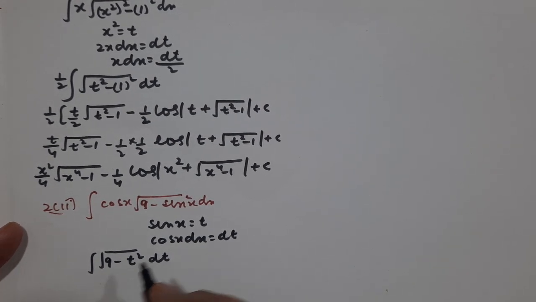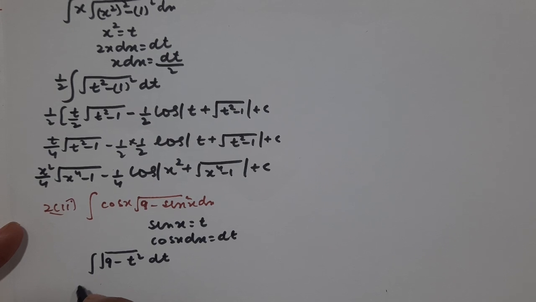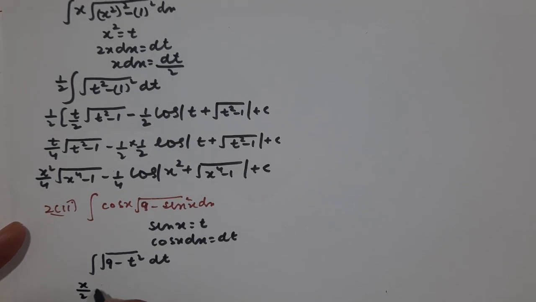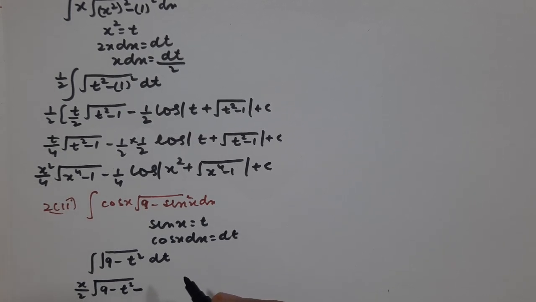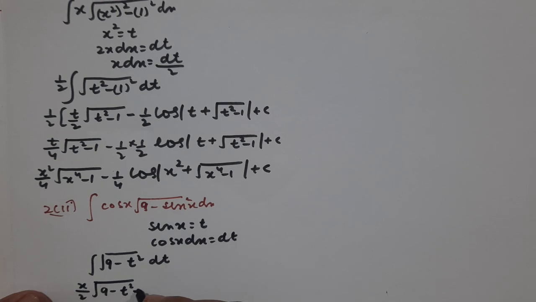Now we use the formula of under root a square minus x square. So this is equal to x upon 2 under root a square minus x square, plus a square upon 2.